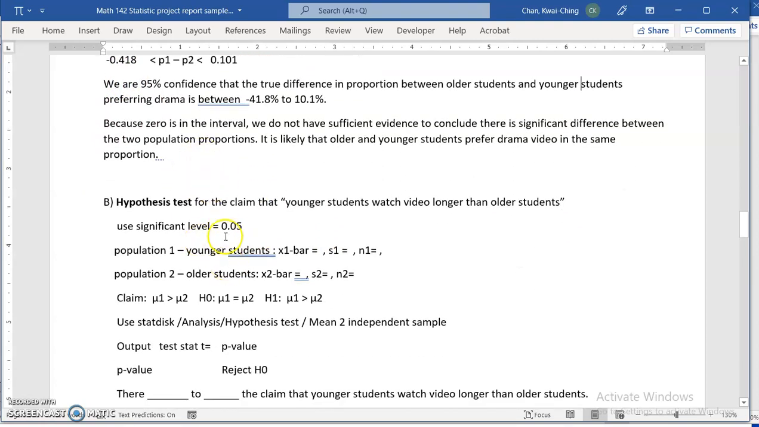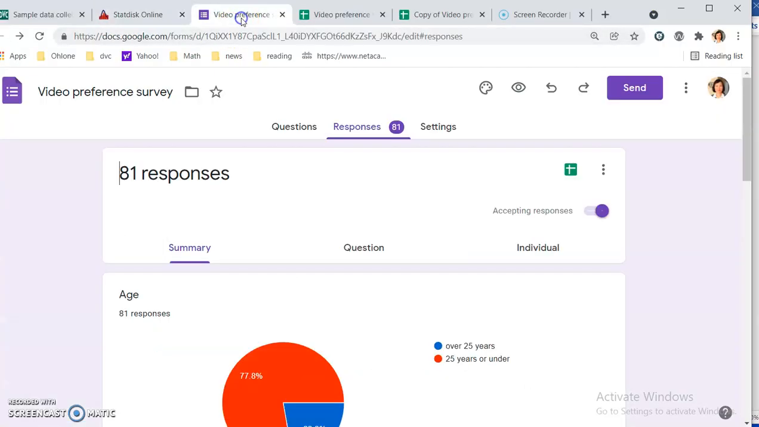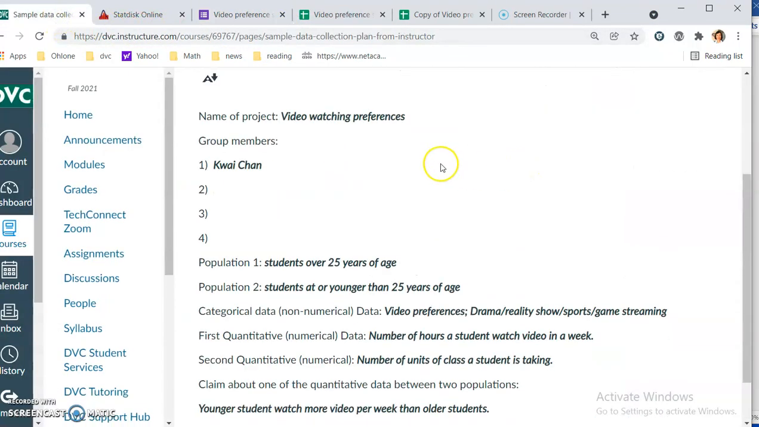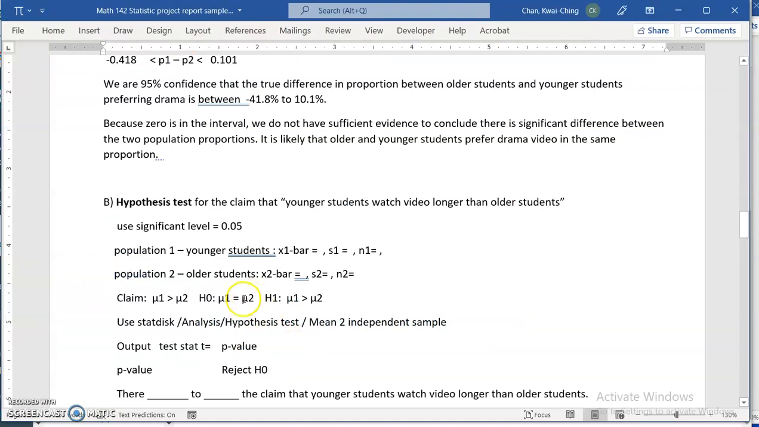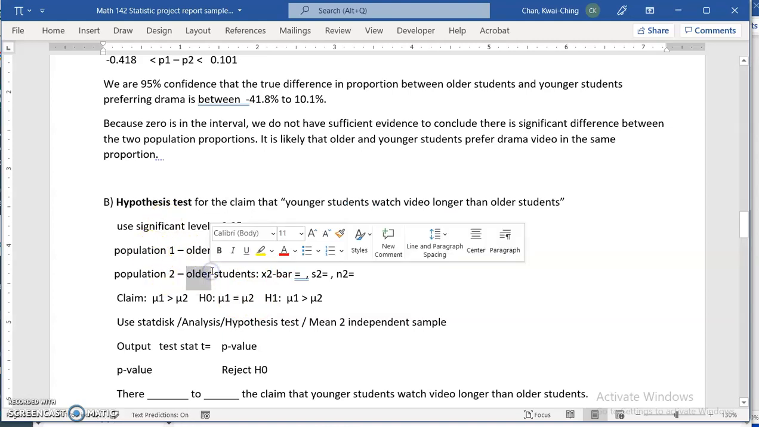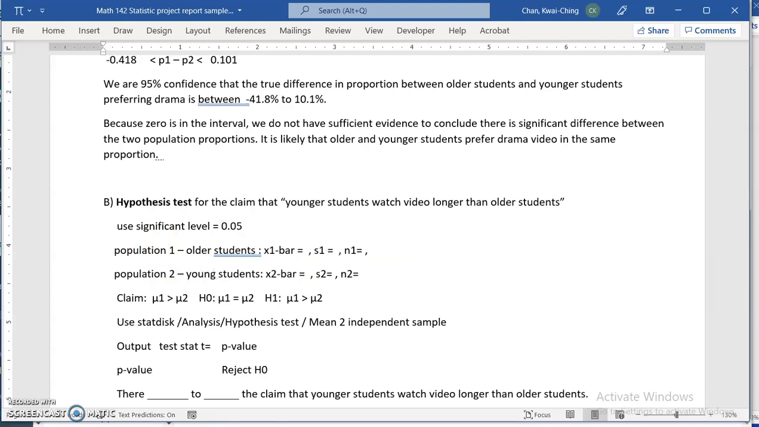So that's part 1. The second part is about hypothesis tests. Earlier in my project plan, I made a claim that younger students watch more videos than older students. Because younger is population 2, I would say older watch less than younger, right? So I have to redo this. Older students is population 1, younger is population 2, right?